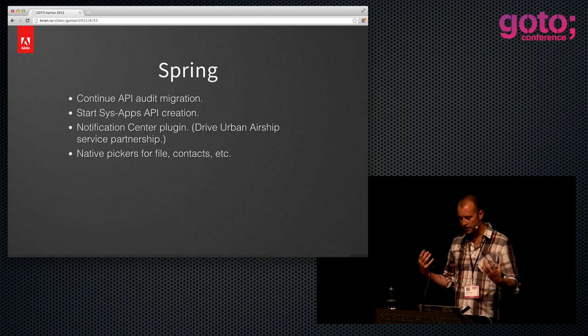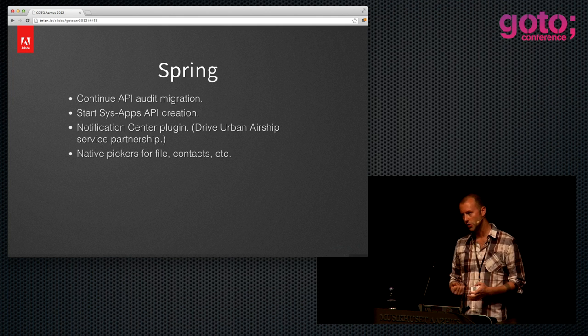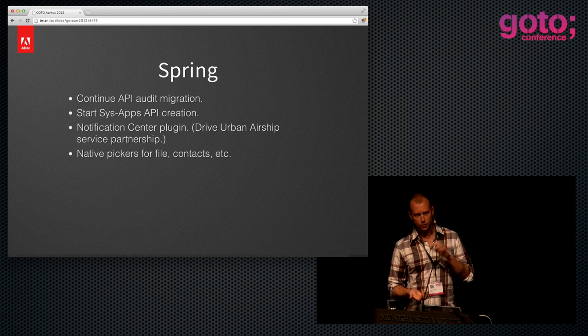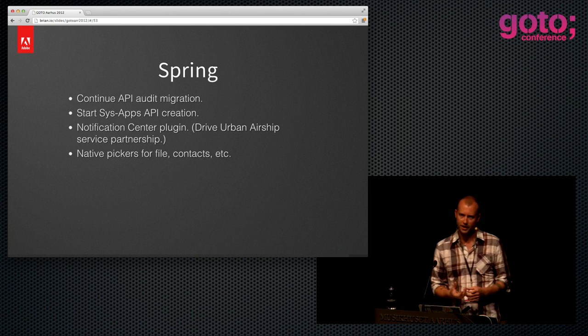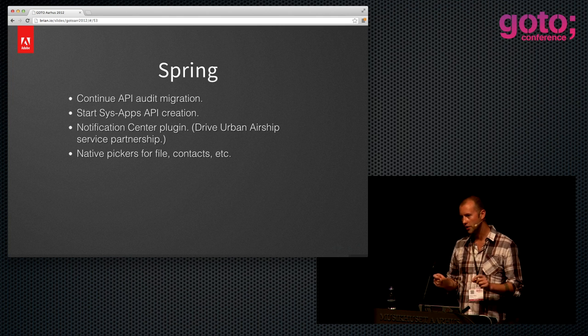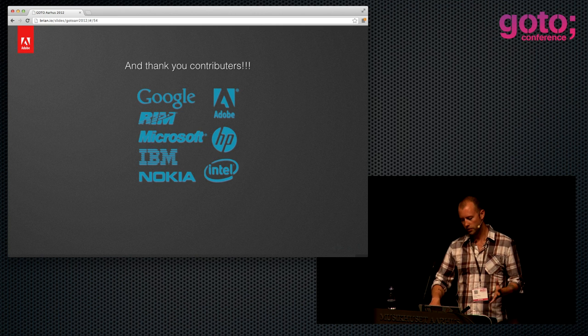Right now, we need native pickers for all of our different things. So if you want to create your own contacts list in PhoneGap, you have to render all those contacts in the DOM. And that's expensive, time-consuming, and slow. So we're going to have input type equals contacts, and that will invoke a native picker for that. Just makes sense. We have all these awesome contributors.